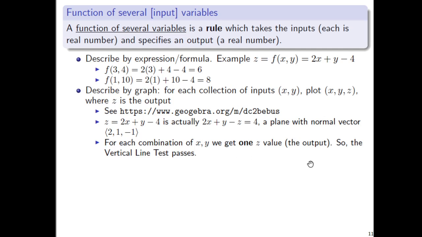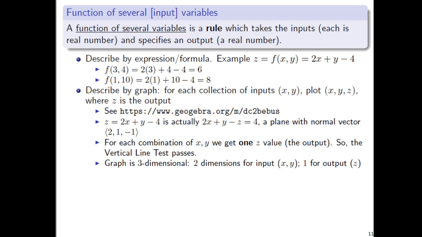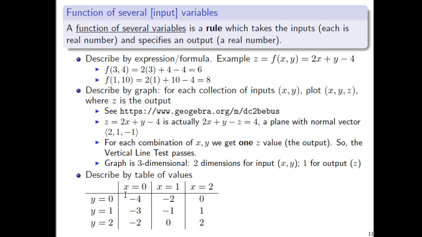So just like our traditional functions from the past, the vertical line test passes, except our concept of vertical now is the z-axis, that vertical axis here. So the graph is three-dimensional, right? Two dimensions for input. There's an x-axis and a y-axis because there's an x input and a y input. And there's one axis for output, and that's the z-coordinate here. So yeah, two plus one, right? Two dimensions of input, one dimension of output. That leads to a three-dimensional graph overall.